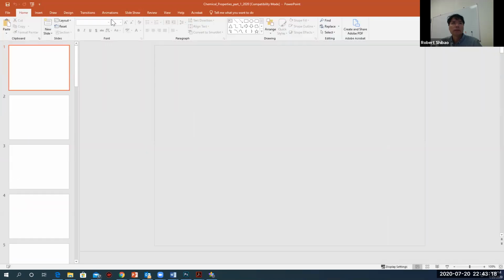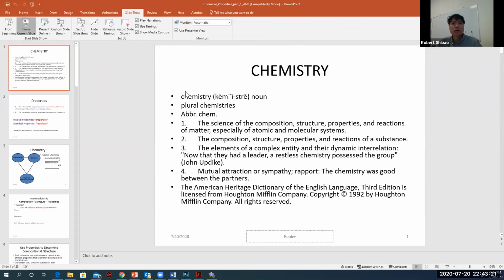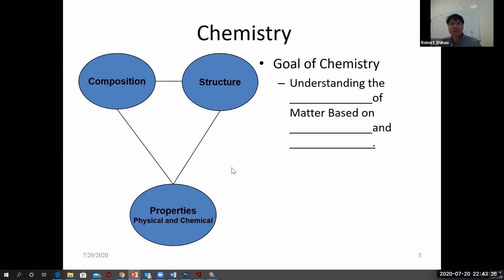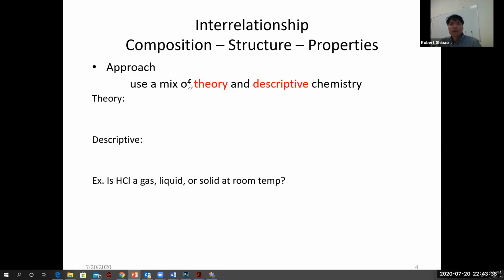And so this is kind of just going through introduction, chemistry, properties, chemical properties versus physical properties. I had talked about this earlier, first day. Of course, we want to correlate composition, structure, and properties, both physical and chemical. And that's what we do as chemists here. To understand how composition, structure, and properties are interrelated, we use a mix of theory and descriptive chemistry. Sometimes it's kind of difficult to do it entirely theoretical. And so theory versus descriptive chemistry.